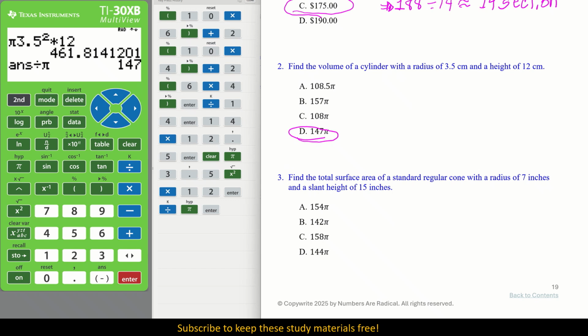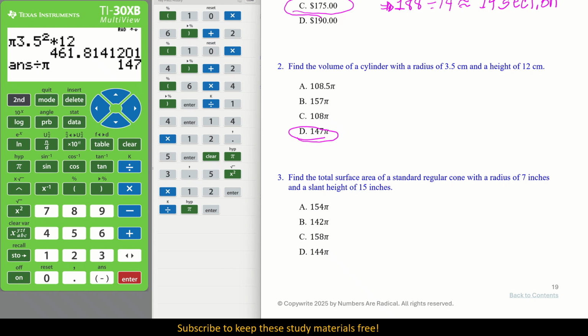Find the total surface area of a standard rectangular cone whose radius is 7 inches and slant height is 15 inches. Okay. Well, that's not bad because it is bad in one aspect. This formula is not on the chart, okay? And we need surface area, not volume. If it was volume, we could be done very quickly. So, think about it like this, okay?